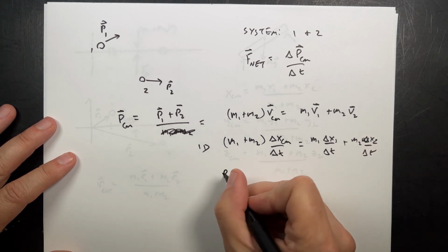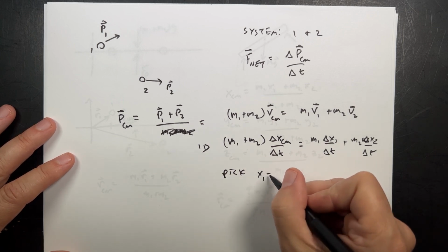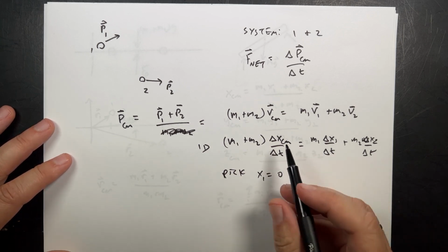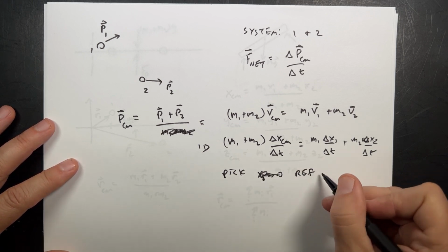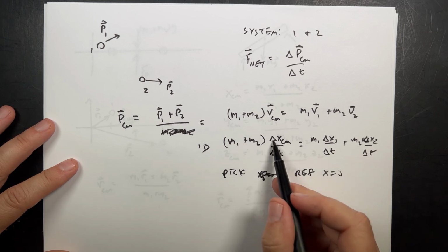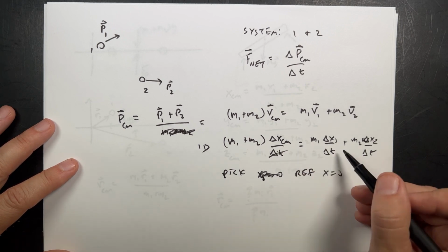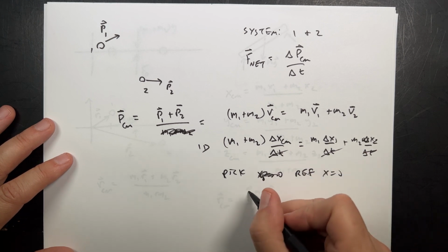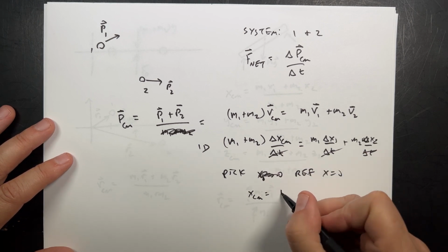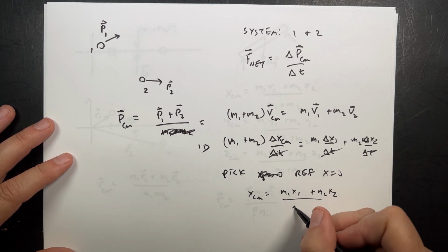Now pick x equals 0 as the reference. So these deltas are all with respect to the origin, or 0. Then the times cancel, and these deltas just become x's. And then I have the same thing. X center of mass is M1 x1 plus M2 x2 over M1 plus M2.